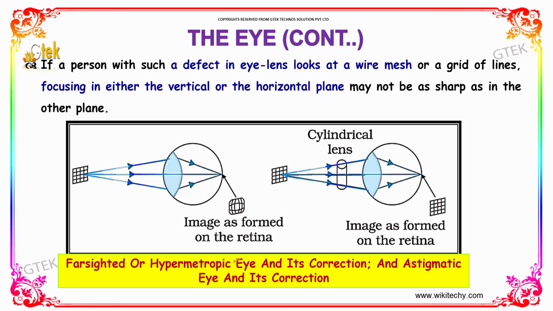If a person with such a defect in the eye lens looks at a wire mesh or a grid of lines, focusing in either the vertical or horizontal plane may not be as sharp as in the other plane. So you can see here this is the original image, and the image formed will be distorted in shape. This can be corrected by having a lens which is cylindrical in shape. By keeping this lens, the image will be viewed properly.